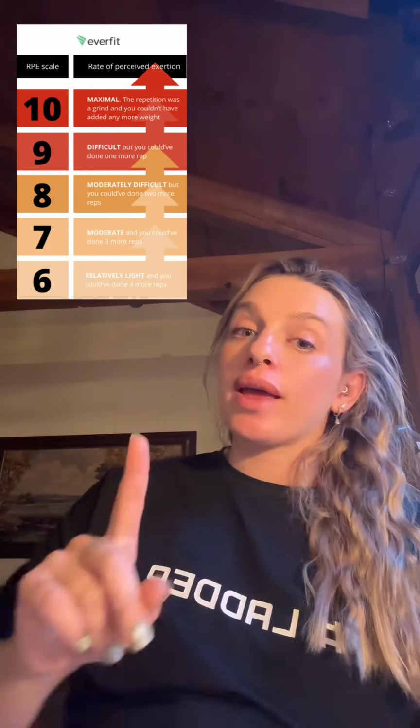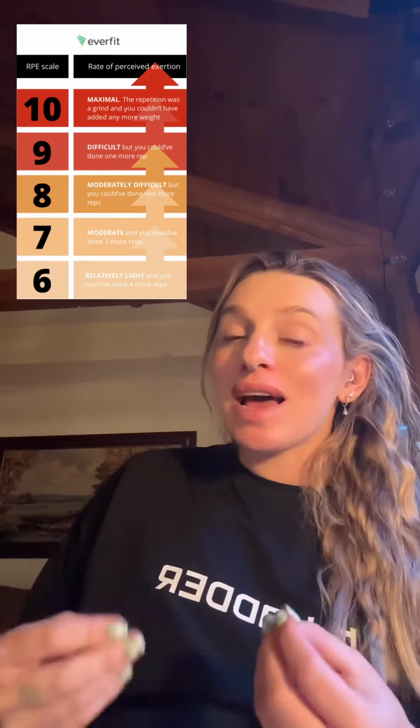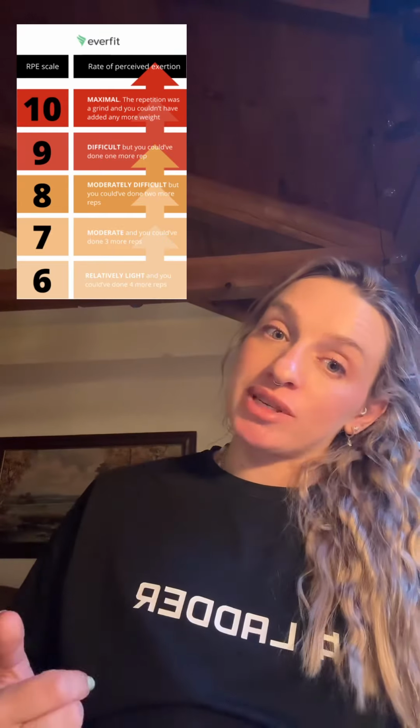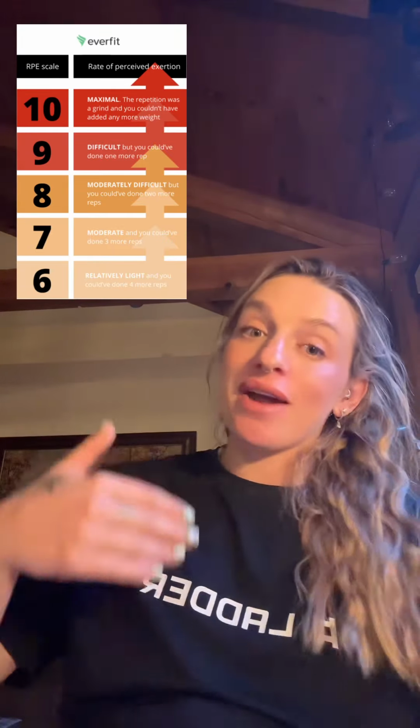At 90% or 9, you are working about 1 rep shy of your absolute limits. So at the end of the set, you are thinking to yourself, if I had to squeeze out 1 more rep, I probably could, but no more than that. 8 means you have 2 reps left in the tank. 7 means you have 3 reps left in the tank, etc., etc.